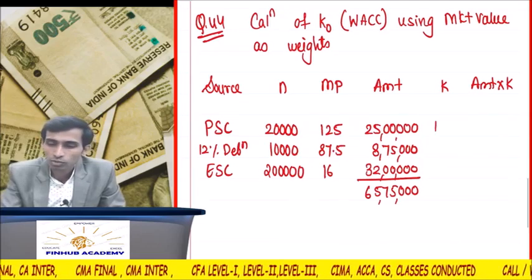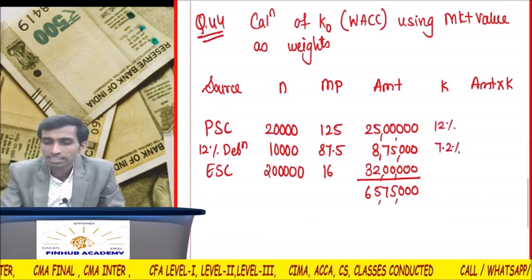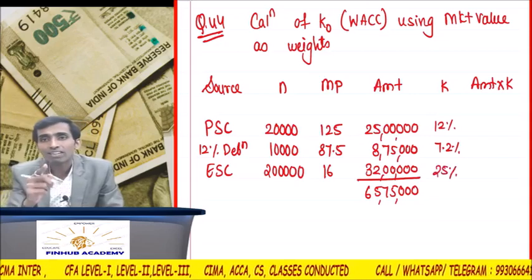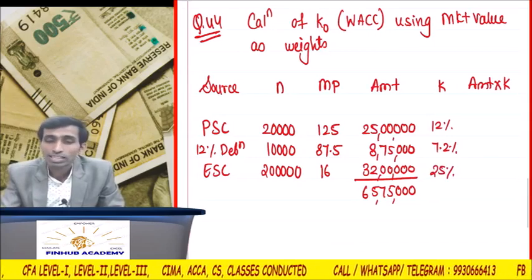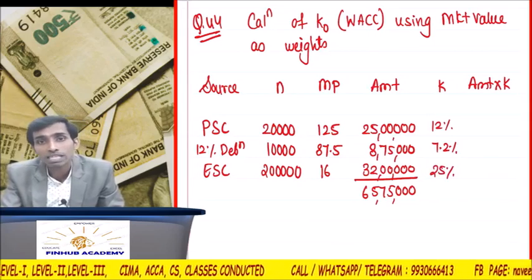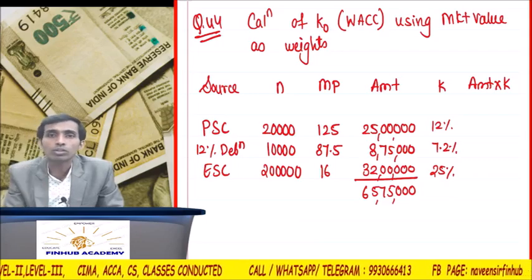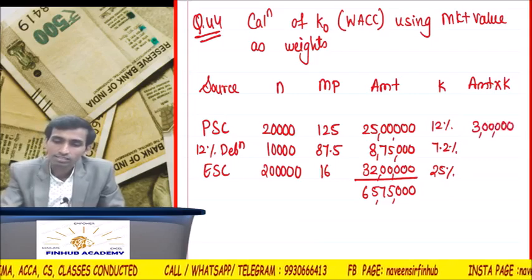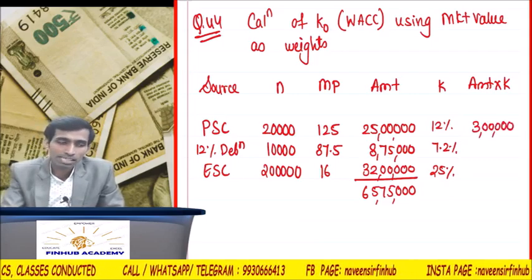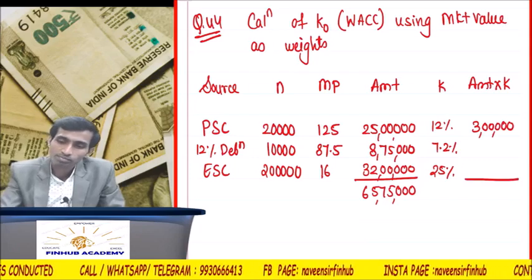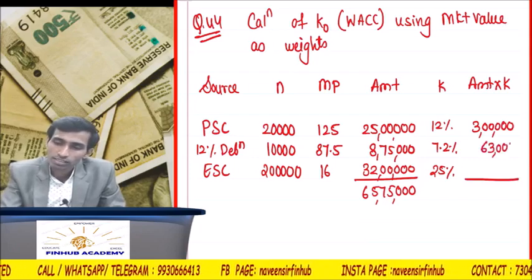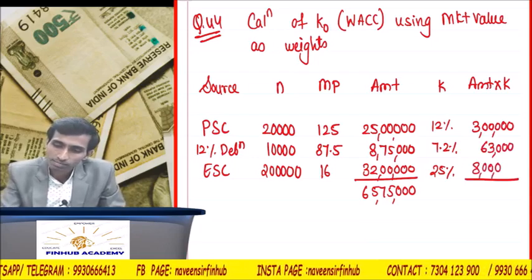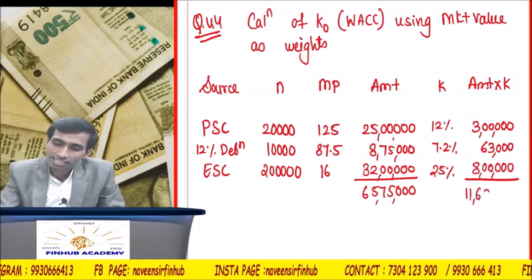Cost of debt for preference it was 12%, 7.2%, and here it is how much? 25 lakh into 12% is how much? This time you should press percentage because we are calculating the amount into K, not weight. 3 lakhs. 8 lakh 75,000 multiplied by 7.2% is 63,000. 32 lakhs divided by 4 is 8 lakhs. 8 plus 3, 11. 11 lakh 63,000.